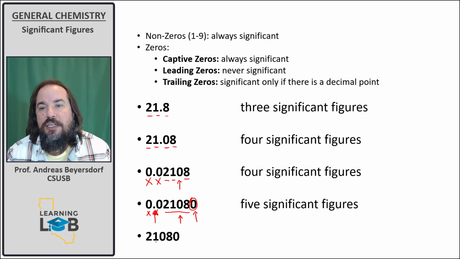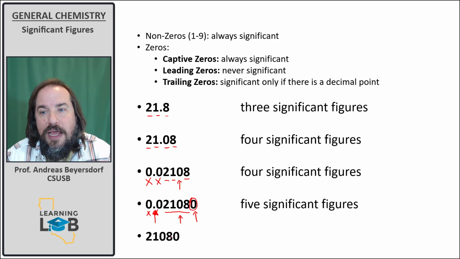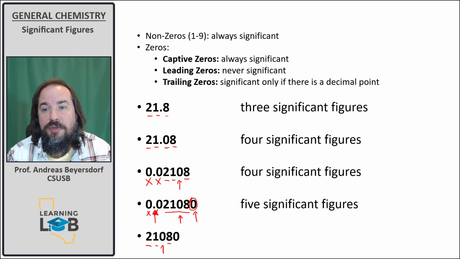And then finally, 21080, or 21,080. In this case, the 2, the 1, and the 8 are all significant. This 0 is significant because it's captive. But this last 0 is not significant. Why? Because there's no period. If this had a period here, it'd be significant. But in this case, there's not. So we have 4 significant figures.